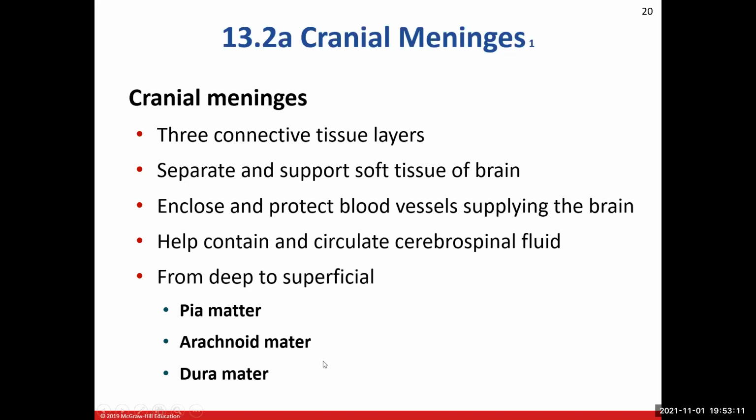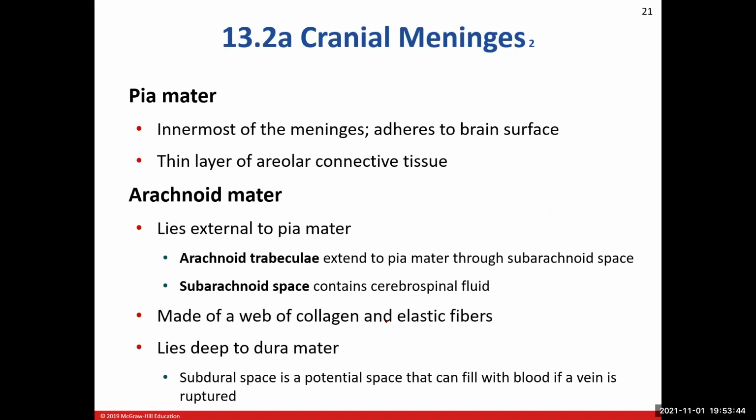So the cranial meninges are 3 layers of connective tissue. We will start with the deepest, which is the Pia mater, the middle layer, which is called the Arachnoid mater, and the outer layer is the Dura Mater. Mater, this is misspelled. There should only be 1 T here. Mater stands for mother. So Pia is soft, so that stands for soft mother. Arachnoid is spidery mother, and Dura is hard mother. That's my favorite, the Dura Mater. That's the hard mother.